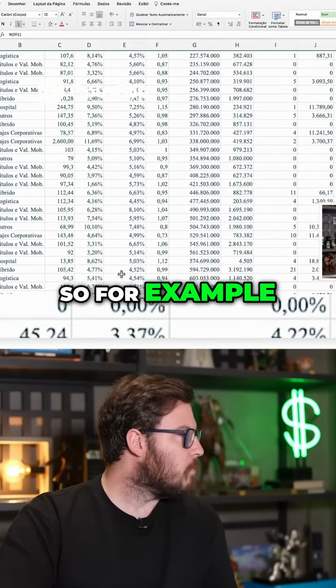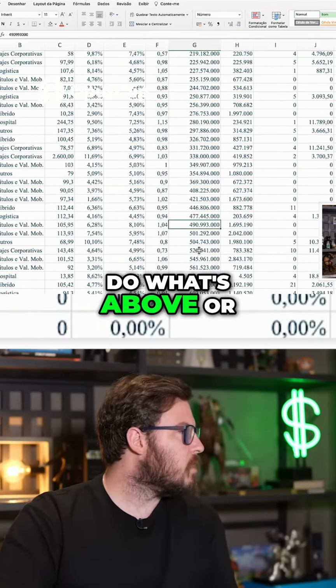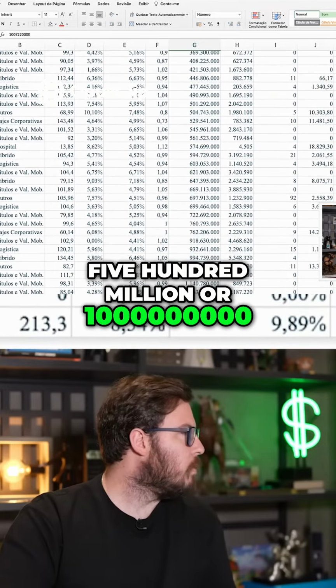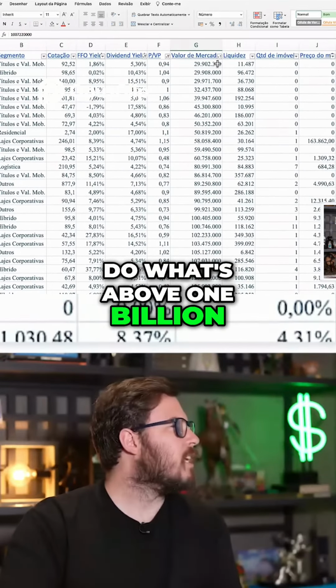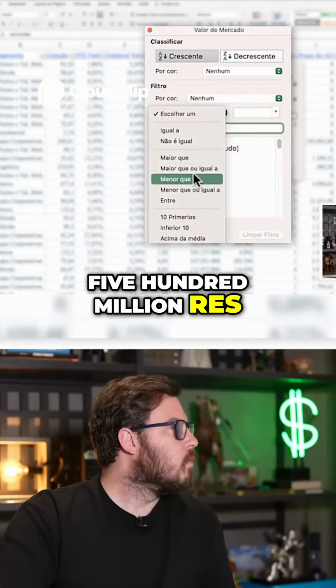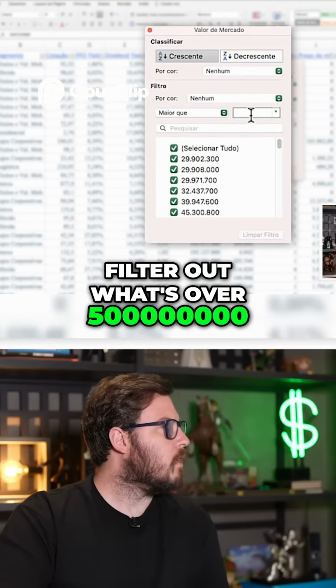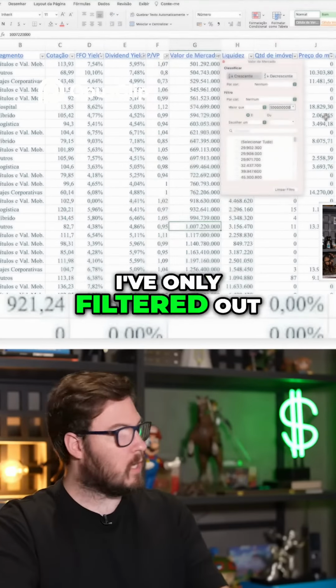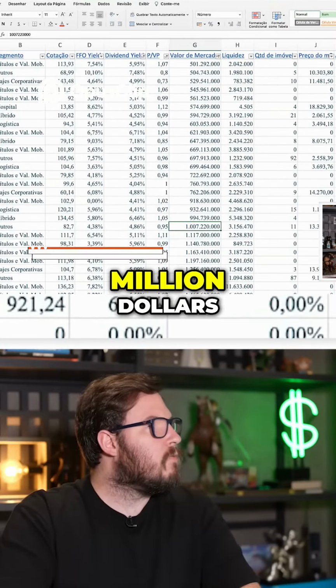So for example, I'm only going to take what's above 500 million or 1 billion reais. I'm going to filter for what's over 500 million, okay? I've only kept what's over 500 million.